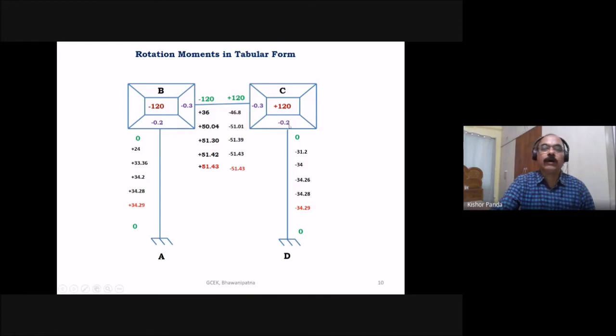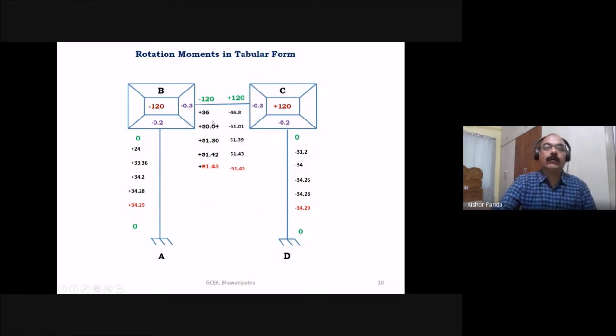In the corresponding box you write the rotation factor. So these are the rotation factors, this is the fixed end moment at the end of the member, this is the fixed end moment of the joint, and these are the fixed end moments at the ends of the members.